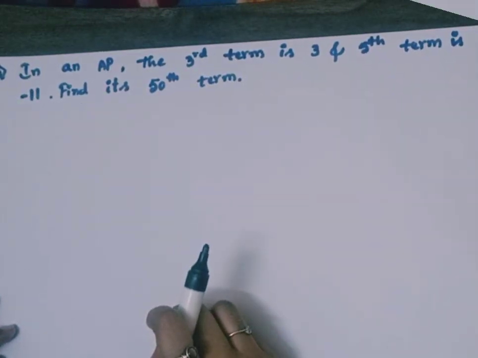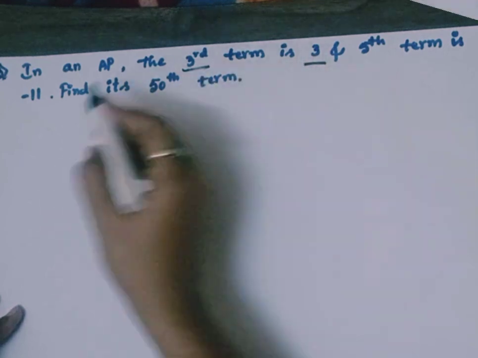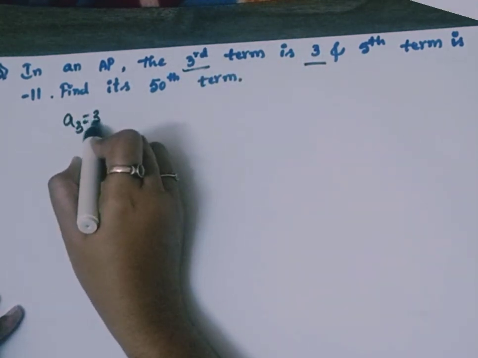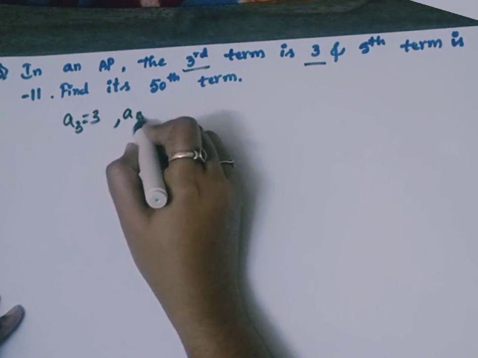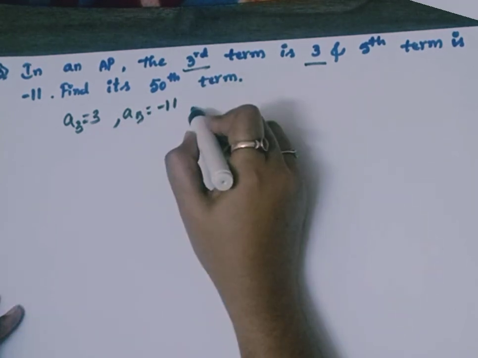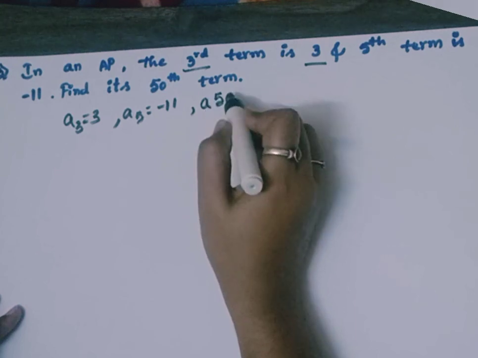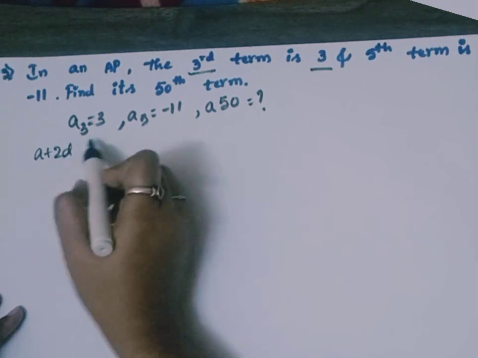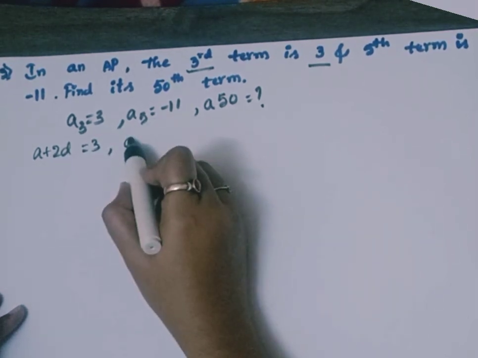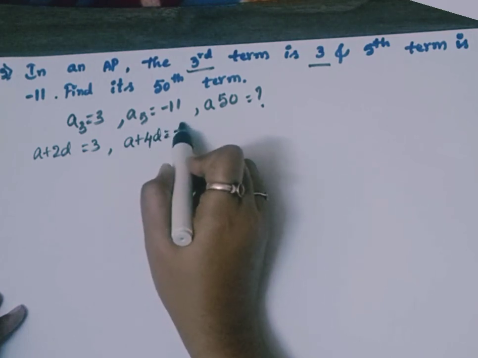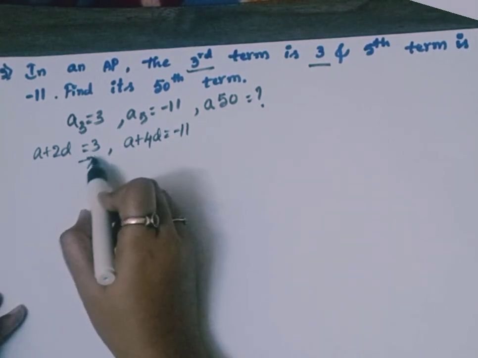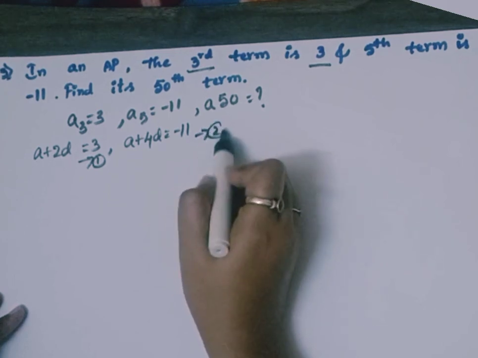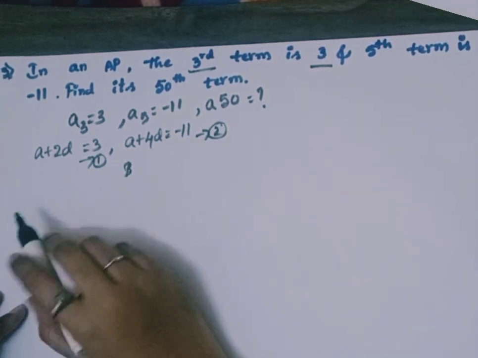Second one: in an AP the third term is 3 and the fifth term is minus 11. Find its 50th term. They mentioned the third term is 3, so a3 is equal to 3. Next, the fifth term, a5, is minus 11. You need to find a50. We can write a3 as a plus 2d is equal to 3, and a5 as a plus 4d is equal to minus 11. I'll mark these as equation 1 and equation 2. Now subtract both the equations.